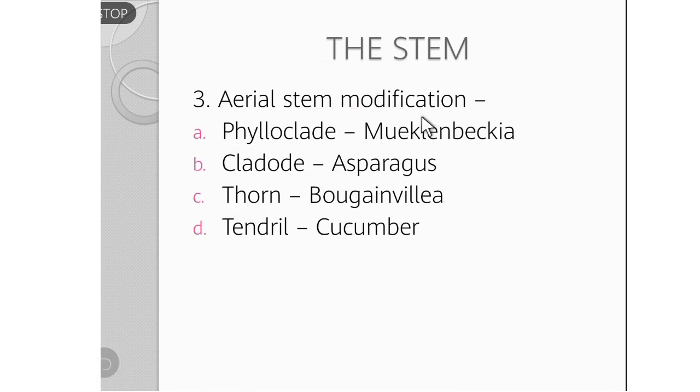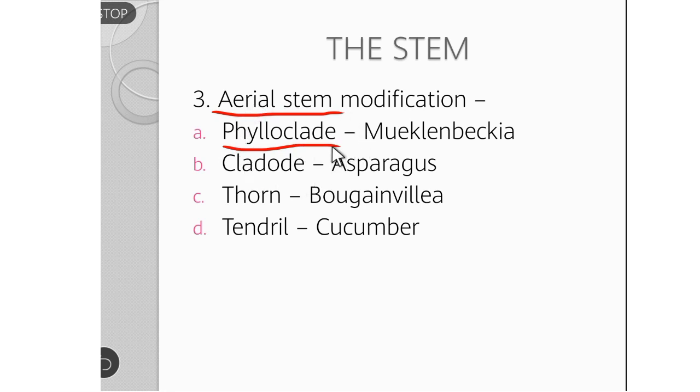Now the next category of stem modification is aerial stem modification. Aerial stem is nothing but the portion of the stem above the soil. So that modification in which the aerial stem is involved is known as aerial stem modification. So we can learn basically 4 types of aerial stem modification. The first one is a phylloclad.